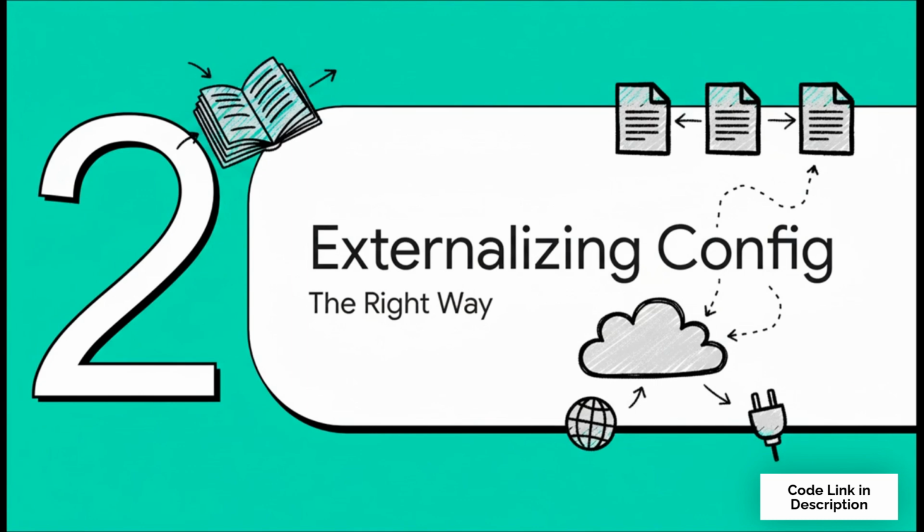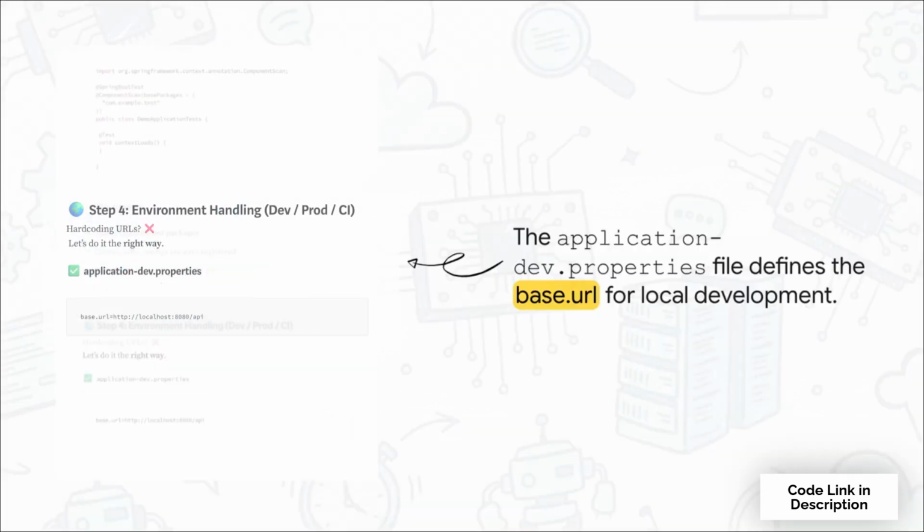So how do we fix this? We're going to do it the right way, by externalizing our configuration. This just means removing those environment-specific values, like URLs, out of our Java code and into simple configuration files where they really belong. Okay, so our very first step is to create a properties file inside our test resources.